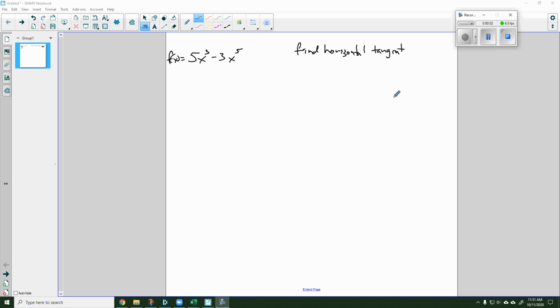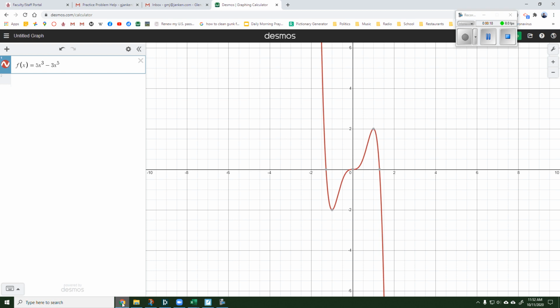With this problem, we're being asked to find the horizontal tangent of this function. So I'm going to start this problem by graphing this function. I'm putting it into Desmos, and it looks like this. And so I am thinking that I have a horizontal tangent right down here. Oh, and that'll be the point (-1, -2).